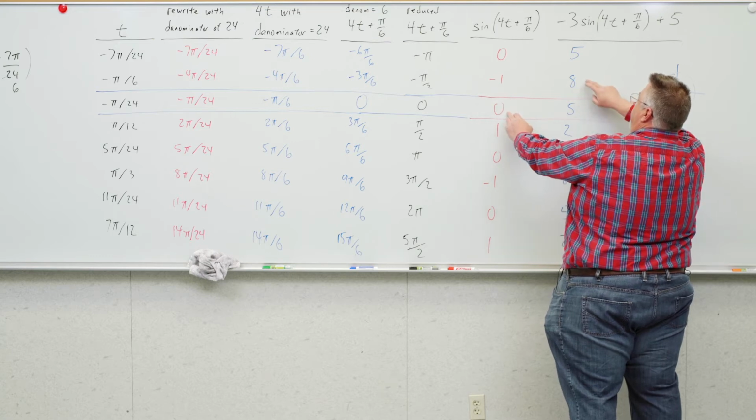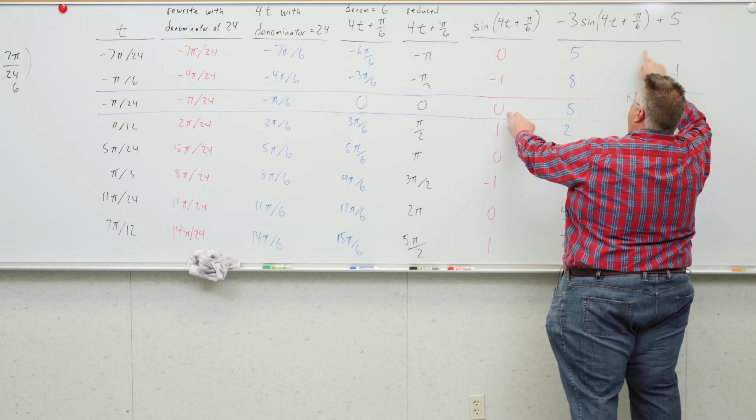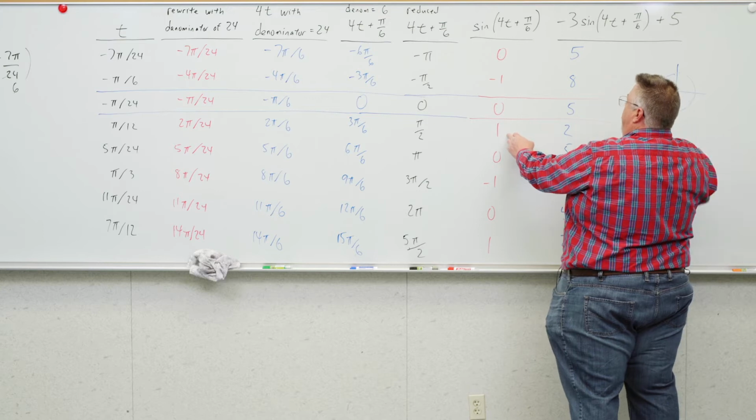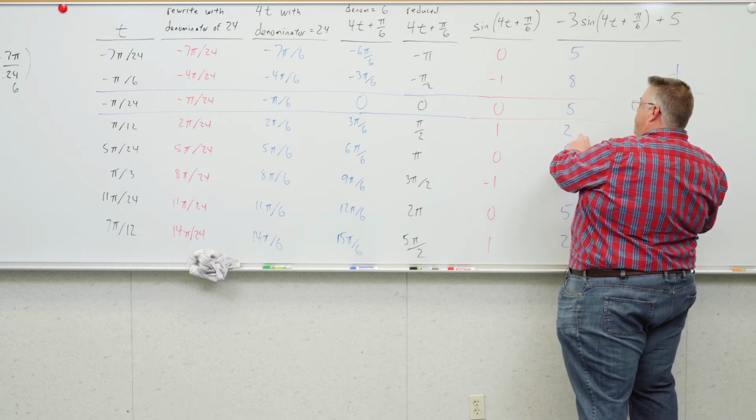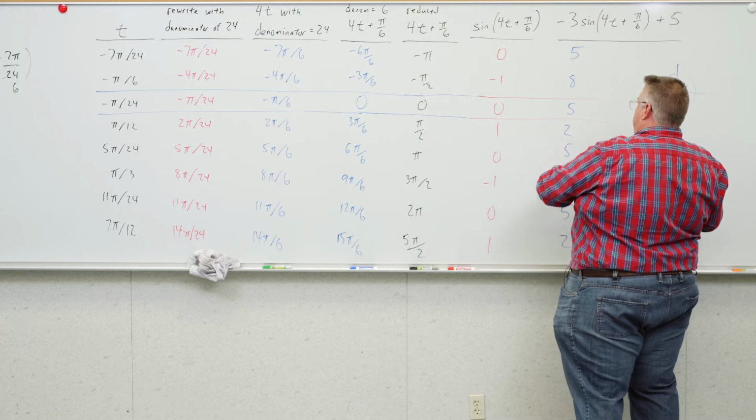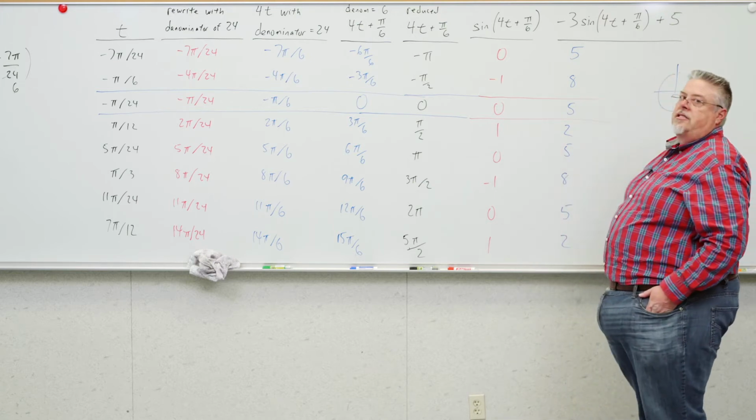Multiply this by -3, it's still 0. Add 5, I get 5. Multiply this by -3, I get -3. Add 5, I get 2. Okay. I'll let you do the rest.